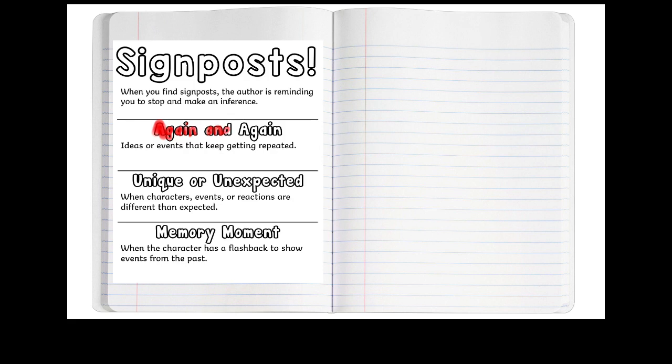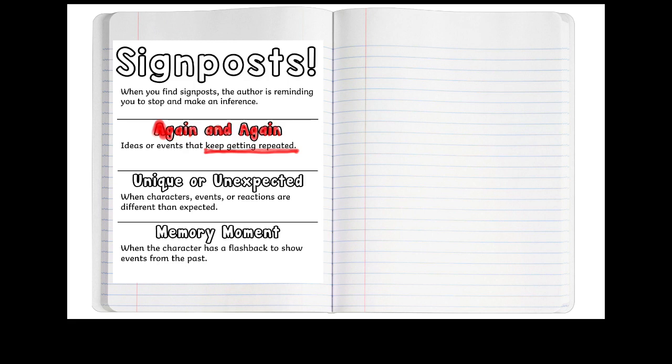So imagine that there's a kid, and every day they wake up, and as they're getting ready for school, they make themselves a peanut butter and jelly sandwich to bring to school. Every single day. Monday they wake up and they make a peanut butter and jelly sandwich. And Tuesday they wake up and they make a peanut butter and jelly sandwich. And Wednesday they wake up, you know what they're going to make. A peanut butter and jelly sandwich. This is an idea or event that keeps getting repeated. The character keeps doing the same thing.